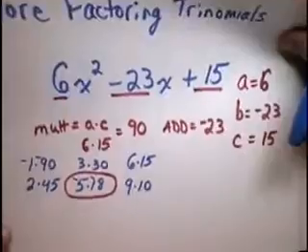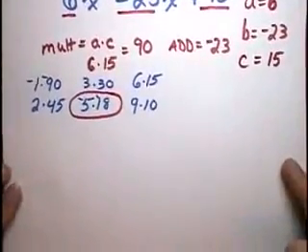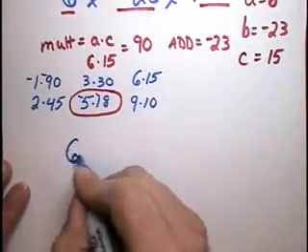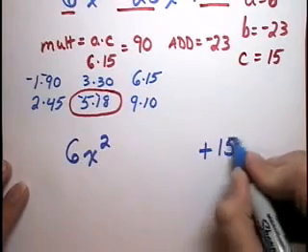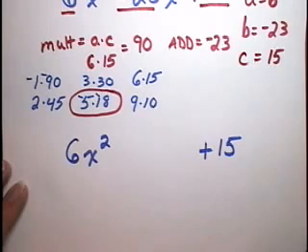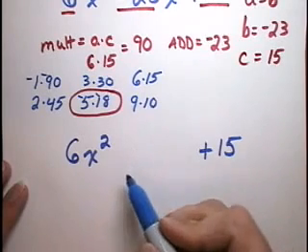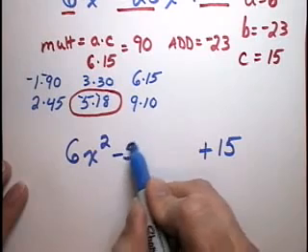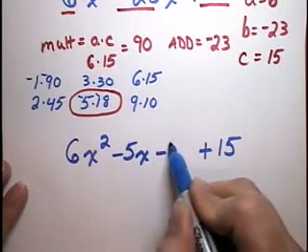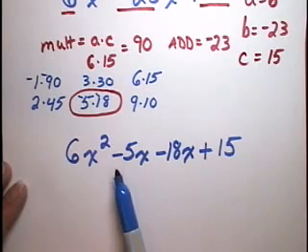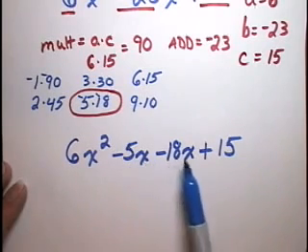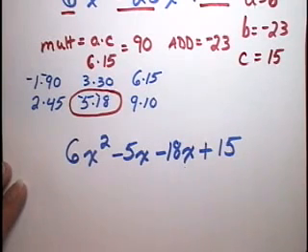So I use those two numbers now to rewrite my original trinomial. I leave the first term alone, which was 6x squared. I leave my last term alone, which was a plus 15. But my middle term, I'm going to rewrite using a negative 5 and a negative 18 as coefficients on the variable x. Check to make sure that you didn't change the value of your problem. Negative 5x minus 18x would combine to be a negative 23x.